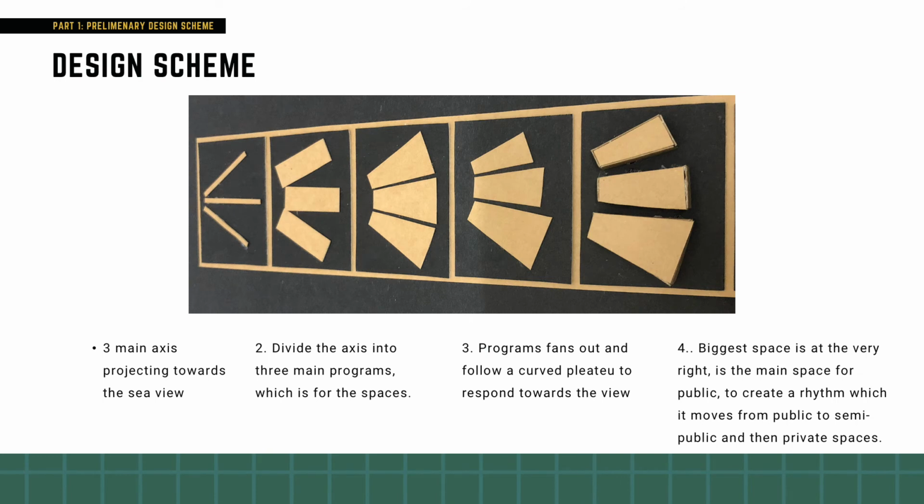This is the initial design scheme. The 3 main axes were derived from the site synthesis, which all project towards the 180-degree view as a whole. From the axes, 3 main programs were divided and they fan out, following a curved plan. The biggest space, placed at the very right, is the main building, which I want to create a sense of rhythm. From the right, it moves to the left for public space, semi-public, and then private spaces.